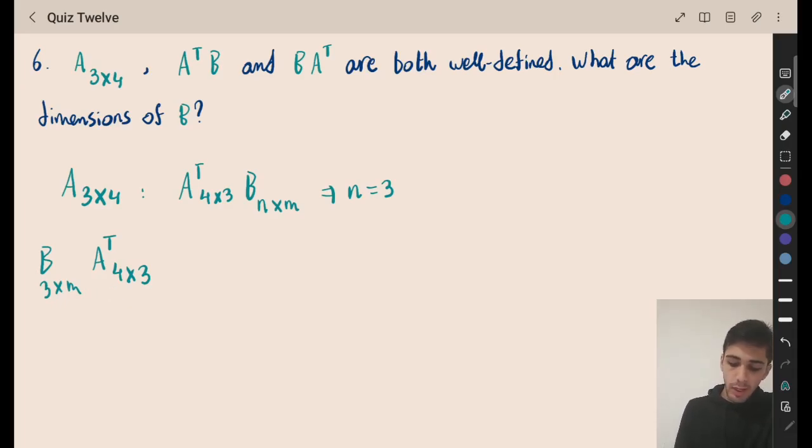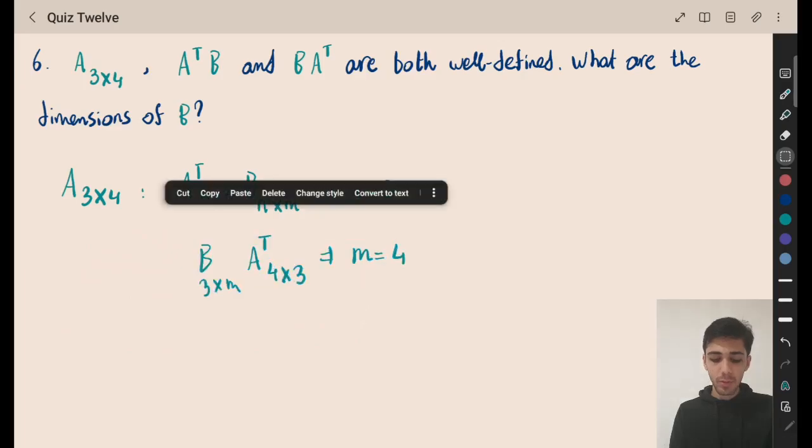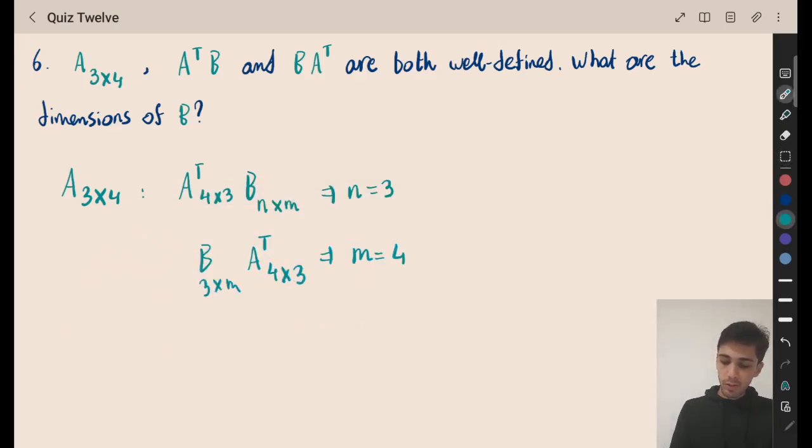So if the output has to match the input, then clearly m must be equal to 3. 4. Yes. Okay, well, maybe it doesn't need to be equal to 3. It needs to be equal to 4. Then the dimensions of B are 3 times 4. This is the only way we can define it properly. Otherwise, it doesn't make any sense.